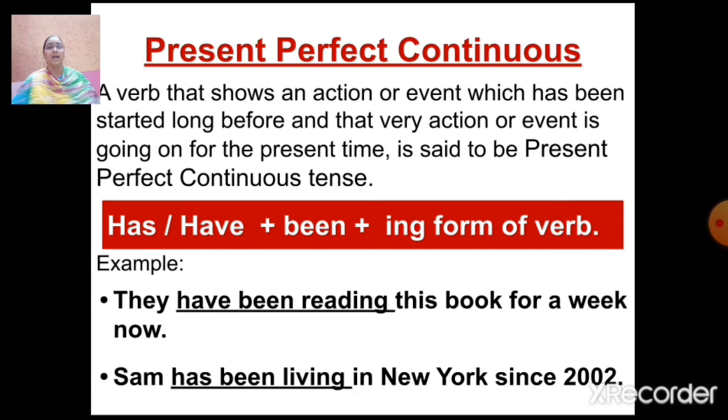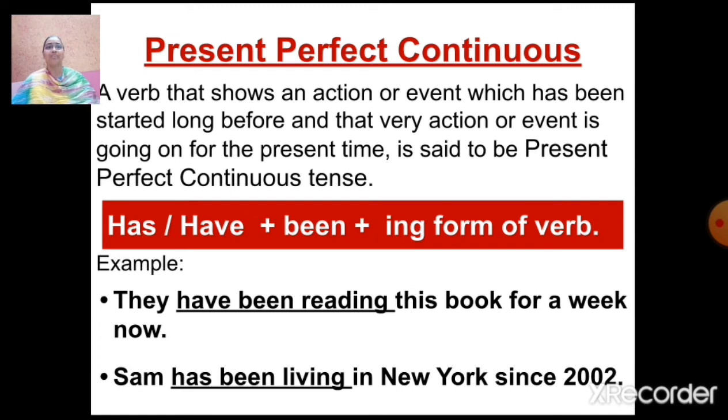Now here has we are going to use with singular subject. Then have we are going to use with plural subject. Okay, then been and ing form that we have to follow. Alright, now let us understand this with the help of example.